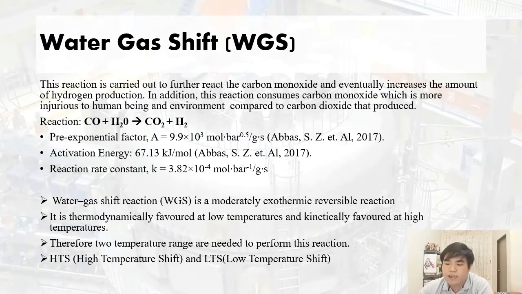The products from the SMR reactor next move on to the next stop, which is the water gas shift reactor. As we can see, there is only one reaction occurring in WGS, and it further reacts the carbon monoxide into carbon dioxide and hydrogen. This eventually increases the amount of hydrogen produced and decreases the release of carbon monoxide gas. This is an important consideration as carbon monoxide is more harmful to humans and the environment compared to the carbon dioxide that was produced. The pre-exponential factor and the reaction rate constant were obtained using the same method as in SMR.